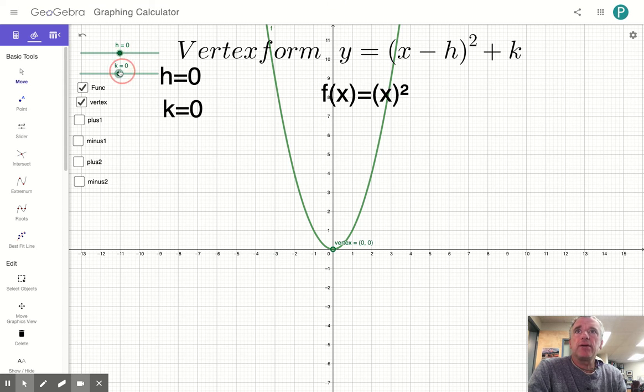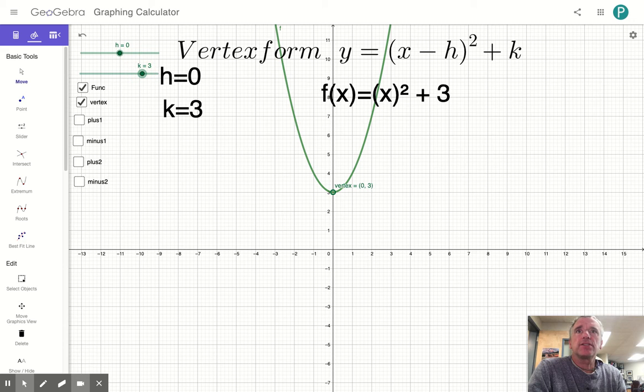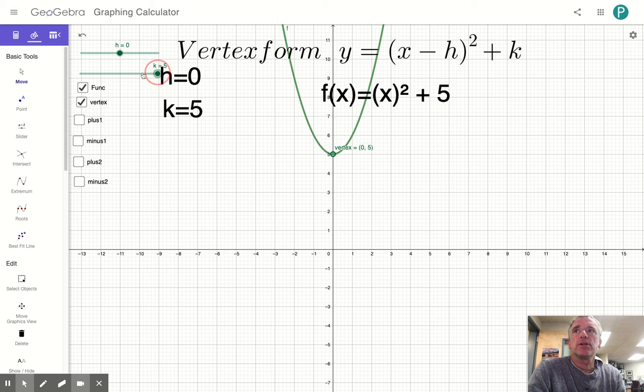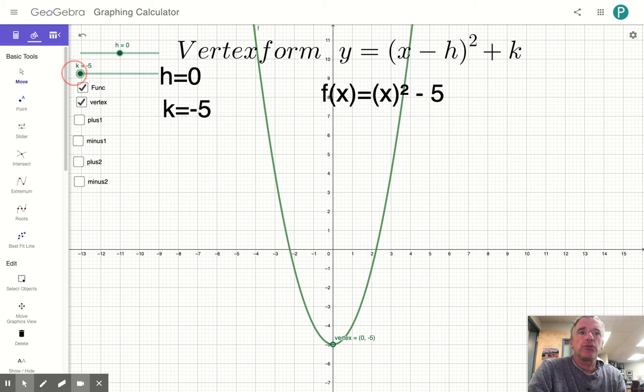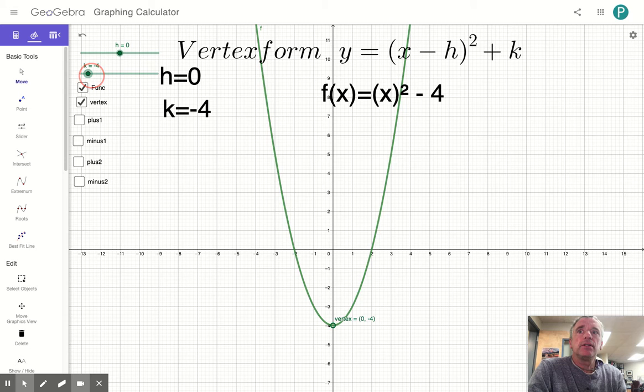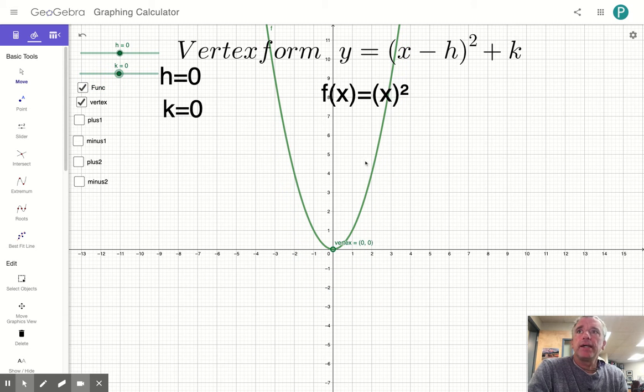And then k, which is the y coordinate of the vertex, is outside the equation here. As it gets bigger, the function moves up, and as it gets smaller, as it gets closer to negative, it moves down. And the most basic function, remember, is this 0, 0 function. So all parabolas start out of this base function here. So let's look at a couple of different equations, and we're going to talk about how to graph them.